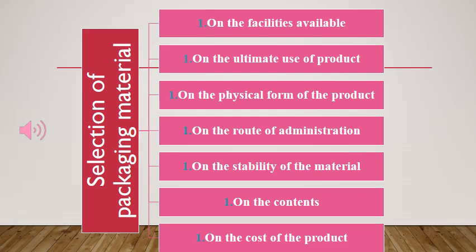What is the stability of the material? For example, moisture, oxygen, light, temperature. Fluctuations of these may have a deleterious effect on the product. Then, what are the contents of the product? The product may react with the package, such as release of alkali from the glass or corrosion of metals, and in turn, the product is affected. And then finally, what is the cost of the product? Only the expensive products can justify expensive packaging.